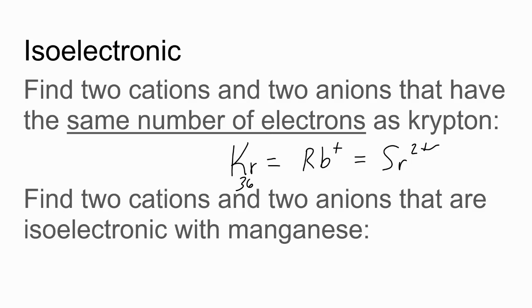Okay, how about let's go to anions. Would bromine be there too? Bromine would just be negative. Yep, bromine has 35 protons. If it's neutral, it has 35, but we need one more, so we're going to add one more electron.